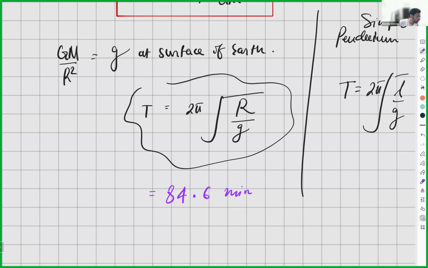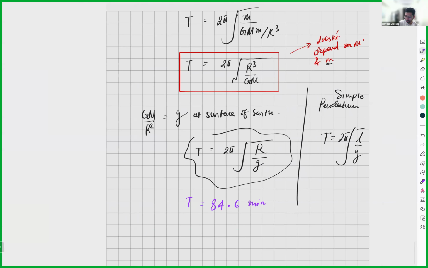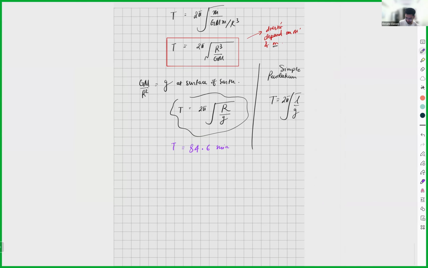Let me check once again if this is 84.6 or 86.4. So you can do the calculation. 84.6, correct. So the time period of such a particle will be 84.6 minutes.